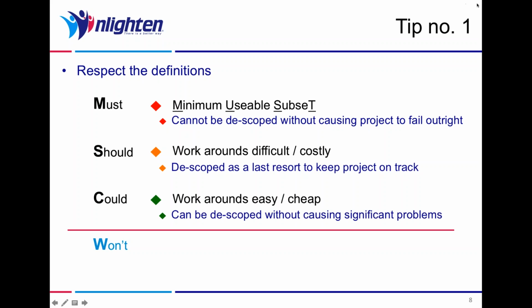The next layer down on the prioritization are the should-have requirements. Should-have requirements are requirements that there are workarounds for. If there was no workaround possible, then it may well be a must-have requirement that would cause the project to fail. So there are workarounds, but those workarounds might be difficult or costly.